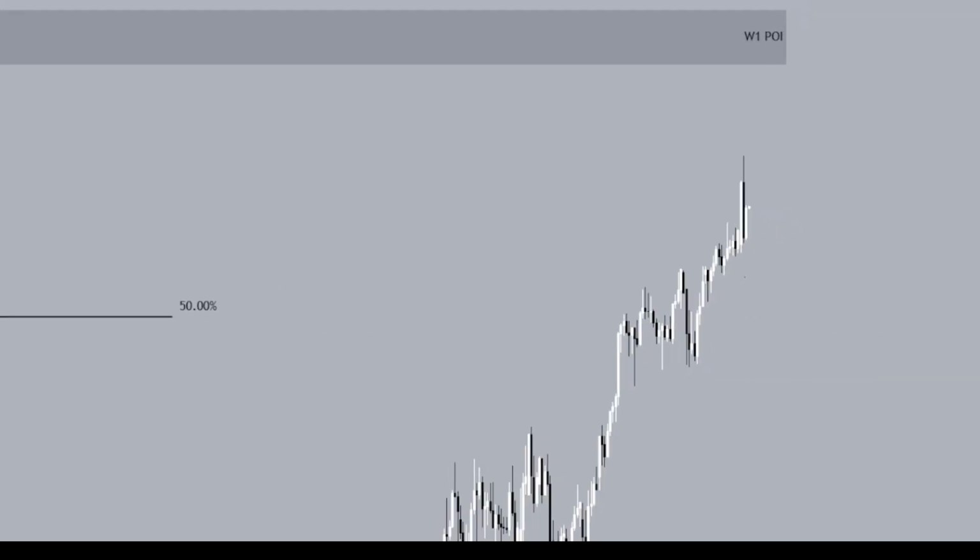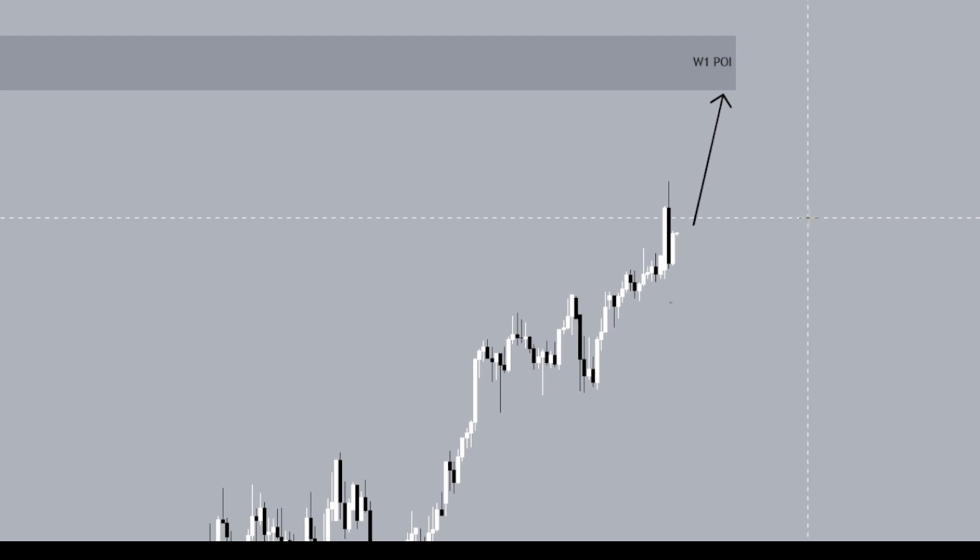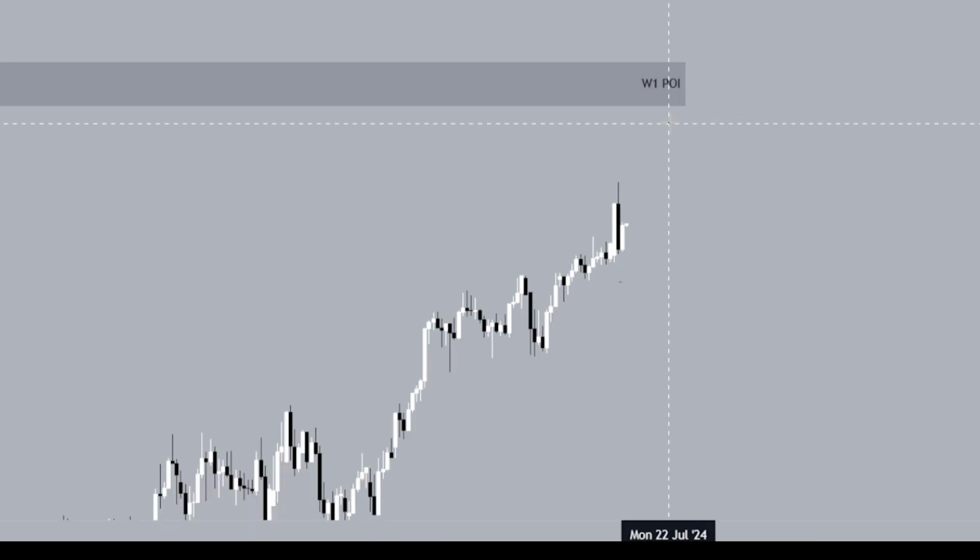And now we have price that's heading towards that POI. So for anyone who trades GBP JPY, my overall narrative for the next few weeks and months is for price to get up to this level over here. So I do expect price to get up to this level. So now the question becomes, how can you position yourself to get into moves that support this narrative? And that's exactly what I'm going to be going through in this video.